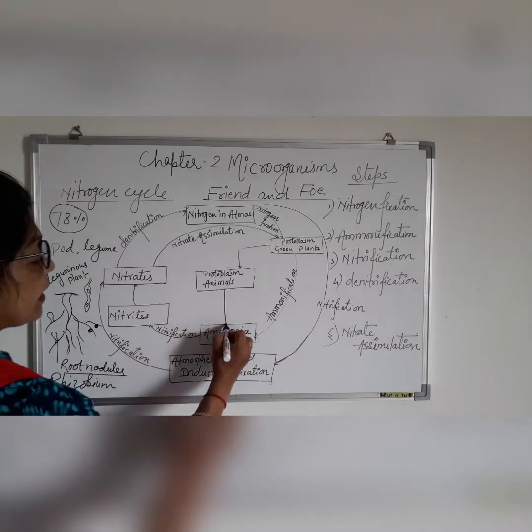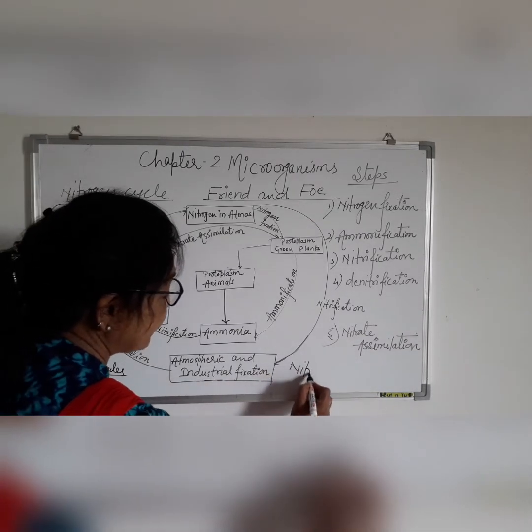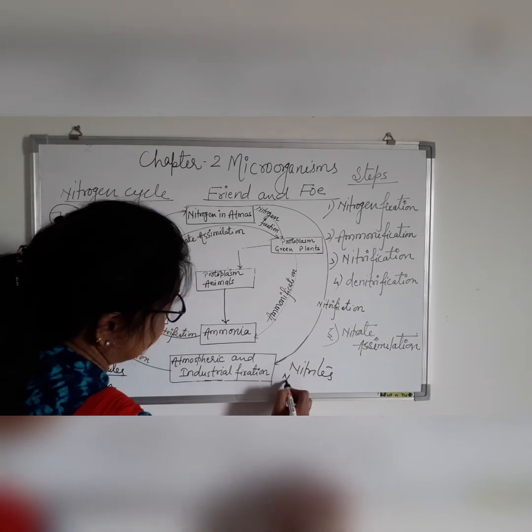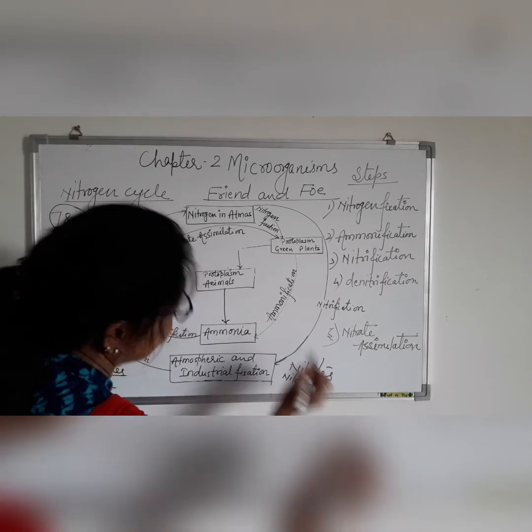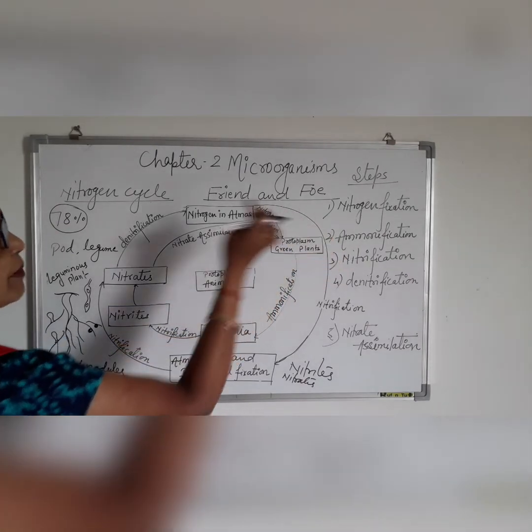Now I will tell you what nitrogen fixation is. That is the fixation of atmospheric nitrogen into a biologically acceptable form, or the form which is acceptable by the plants for making protein, and that is actually nitrites and nitrates. Now, we'll move on to the second step.